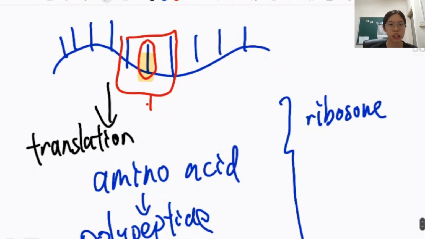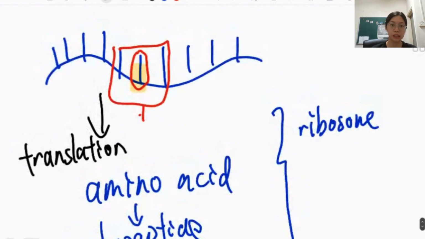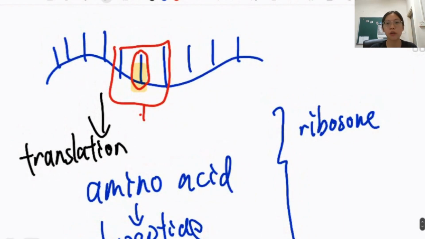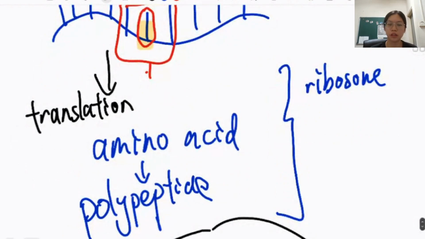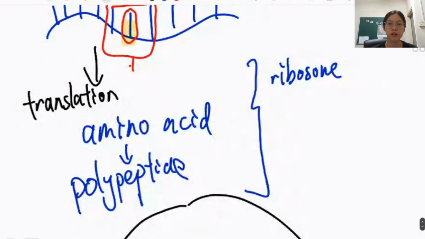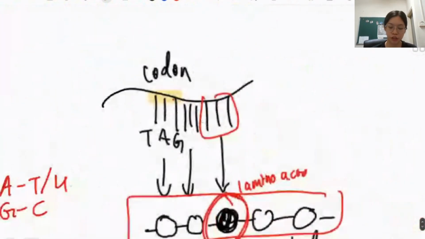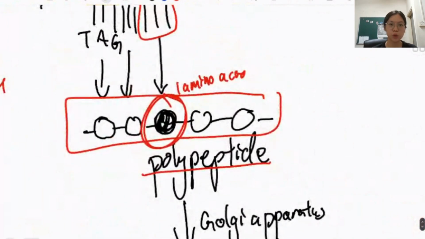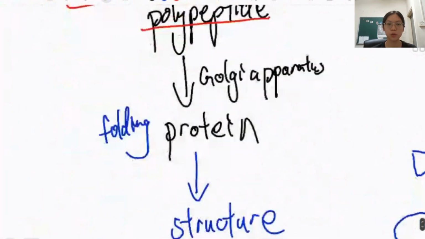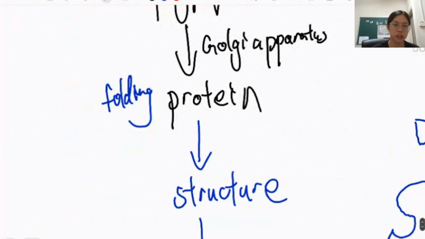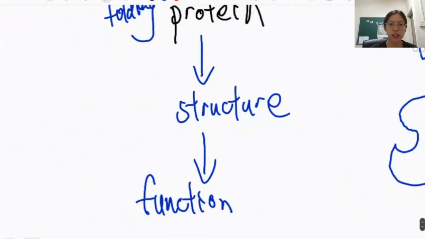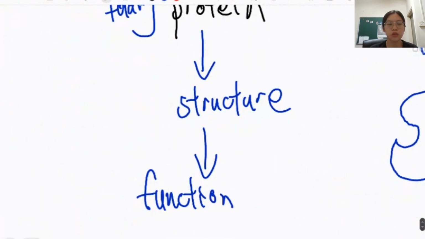And when there's a change in the specific base, there is a different code. Now it codes for what? A different amino acid, and then forms the polypeptide. So the folding will be slightly different, and this will eventually lead to the structure being changed. When there's a change in structure, it may not be a functional protein anymore.